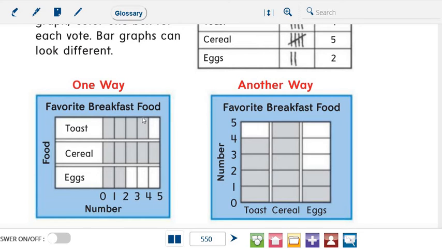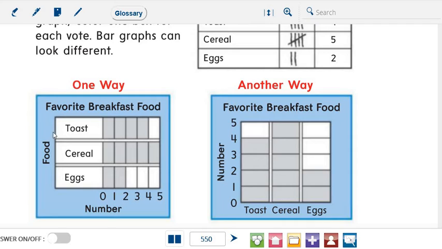Favorite breakfast food: toast, cereal, and eggs. The same for this one. Favorite breakfast food: toast, cereal, and eggs. They are showing the same data, but they look different, right? Yes, of course, because bar graphs can look different, but the idea is the same.